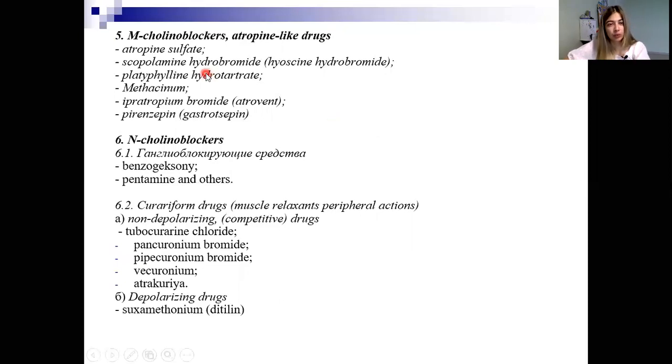So here we have the group of blockers, the M cholinoblockers, atropine-like drugs, they block only M cholinereceptors, and N cholinoblockers, they block N cholinereceptors. So here you can see a little bit different again. Ganglion blocking drugs, which work only in ganglions, and here the skeletal muscle relaxants, they work in skeletal muscles, of course, because we have N cholinereceptors only in skeletal muscles.